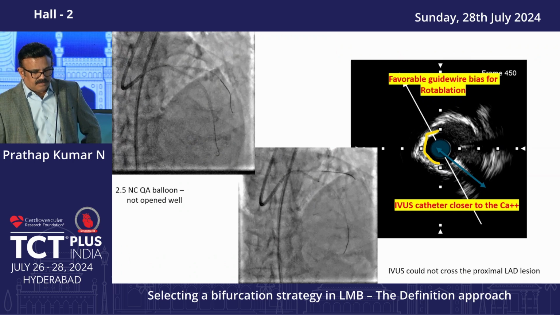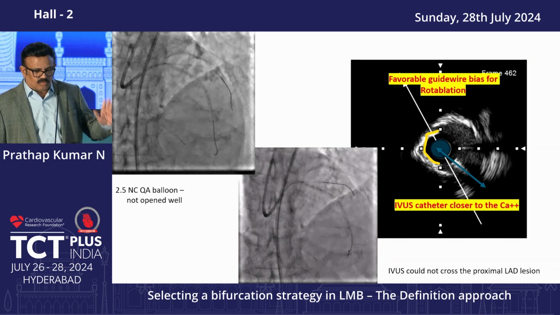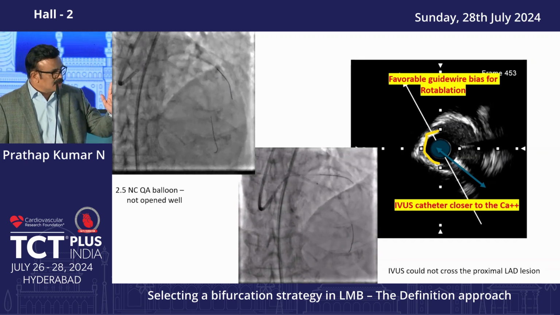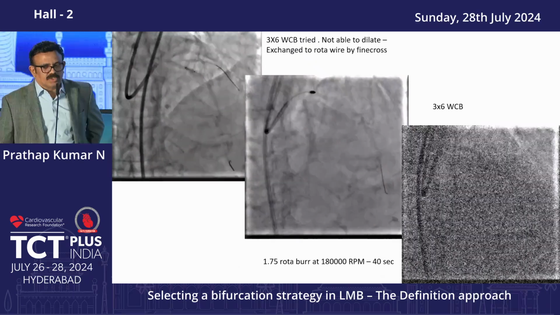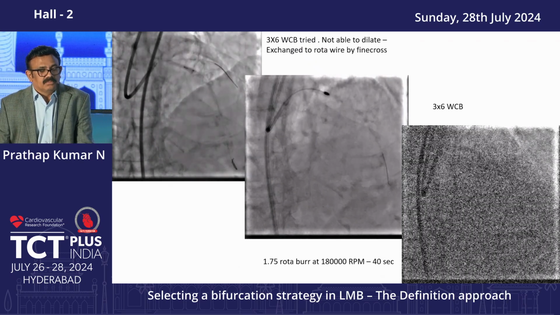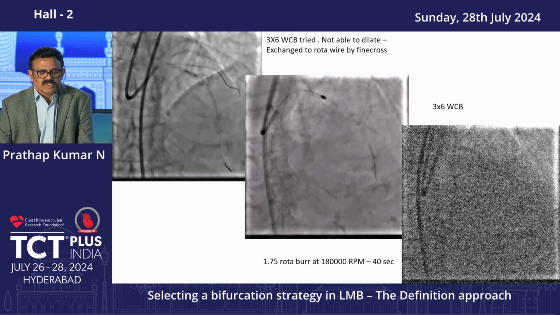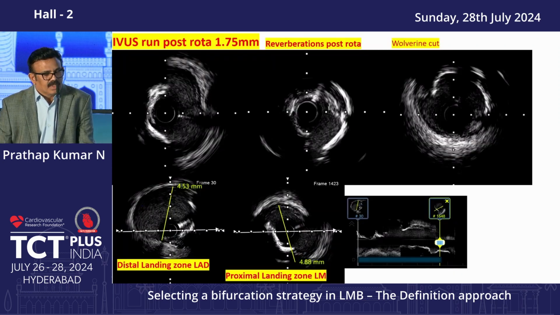I put a wire. You can see the favorable rota guide wire bias. I just see the wires. So the IVUS catheter was close to the calcium. So what I did is actually, I took a 3x6 Wolverine cutting balloon, but not able to dilate. So I used a 1.75 rotabar followed by cutting balloon.